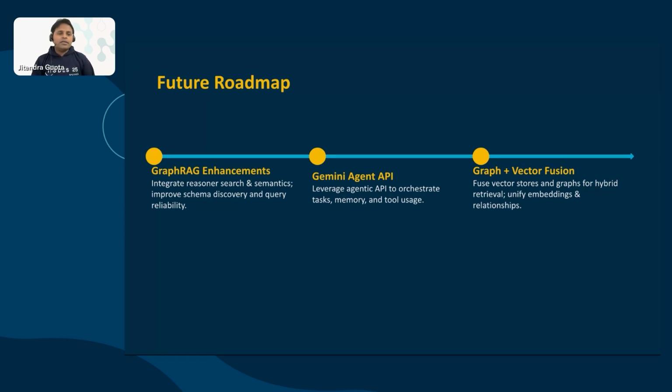So what could be the future roadmap here? It could be GraphRAG enhancement, integrating retrieval, search, and semantics, which overall improves schema discovery and query reliability. Gemini API agents can leverage this agentic API to orchestrate tasks, memory, and tool use. And we can have graph and vector fusion, where we fuse vector stores and graphs for hybrid retrieval, unifying the embeddings and relationships.